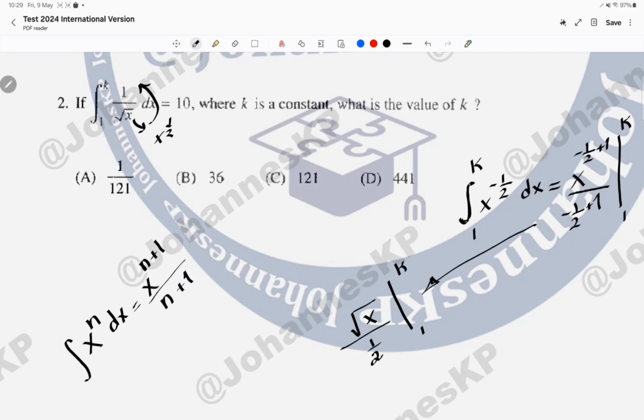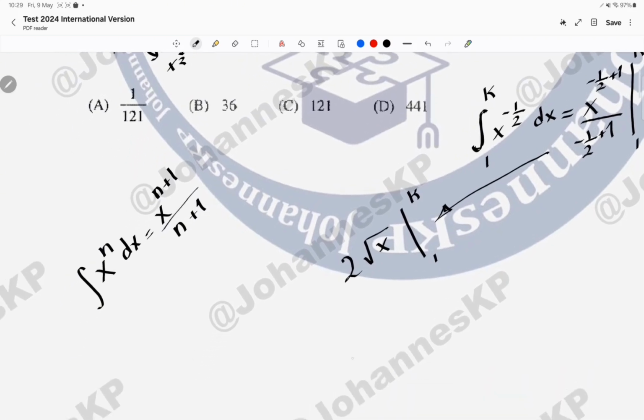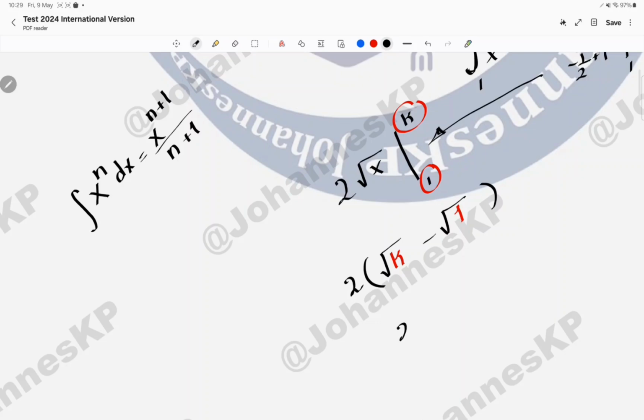And imagine if you are dividing 1 by half. How much would you get? 2, right? Yes. So this becomes a 2. And now you can apply the values. So you're going to do 2 times (root x minus root x again). One time you put the top number, which is k, one time the bottom number, which is 1. So we'll get 2(root k minus 1).